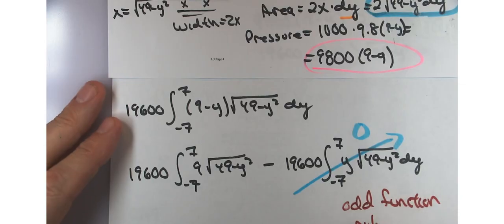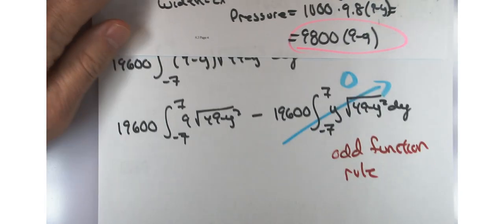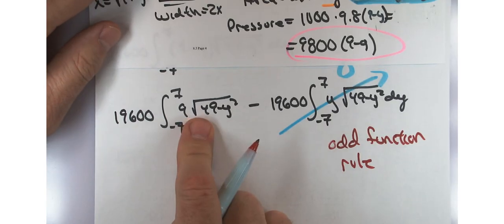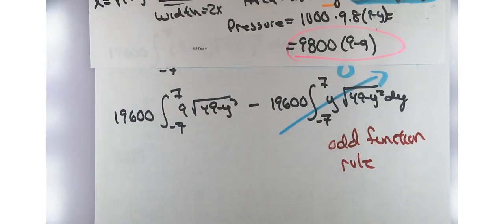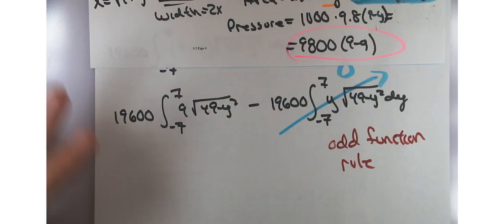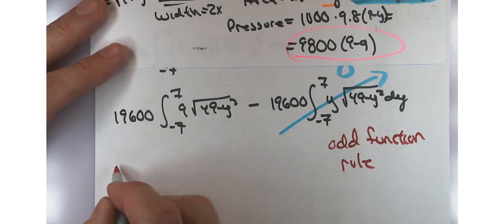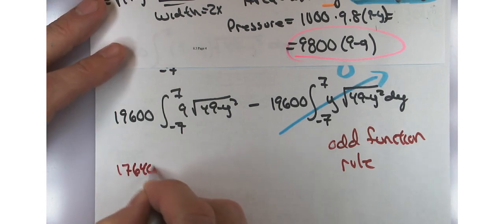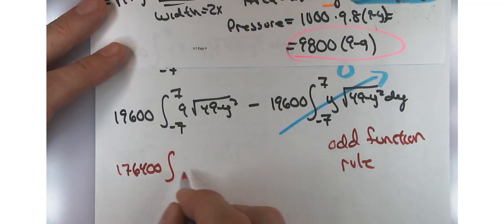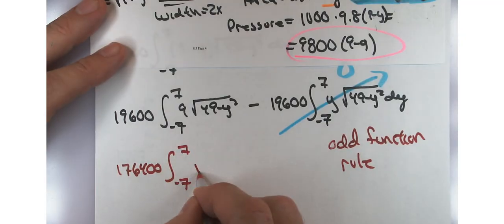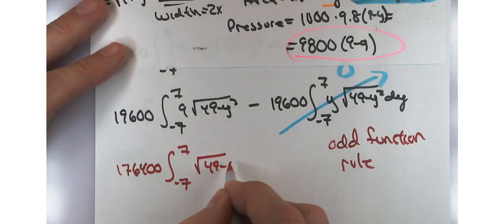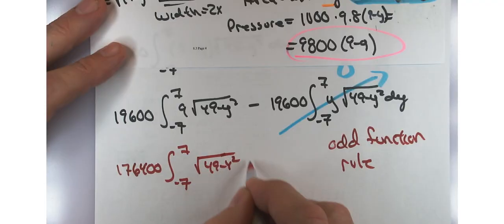So that's nice. And as far as this part over here is concerned, let's take the 9 out in front. So 9 times 19,600 is going to be 176,400 times the integral from -7 to 7 of the square root of 49 minus y squared dy.